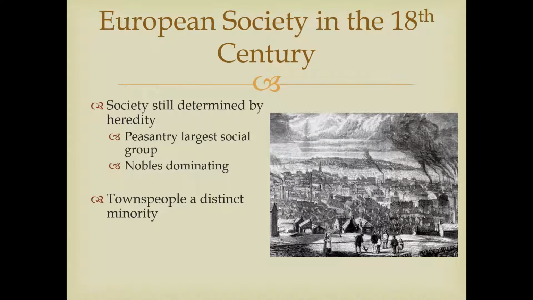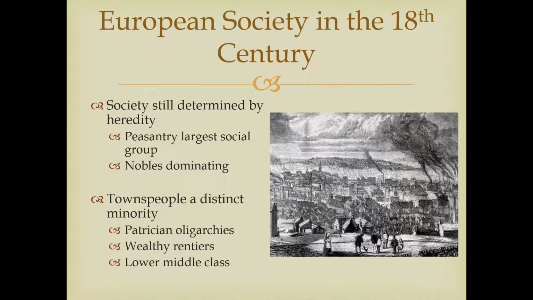But within the town, you start seeing the changes in society much more than you do in the rural lands. So the towns are where European society is really going to change in the 1700s. You're going to see within a town patrician oligarchies that basically control city by city. You're going to see a lot of wealthy rentiers that are going to control the land. You know, they are literally landlords. They own the land, and they control the people that live on that land. You start seeing the beginning of a middle class, but more of a lower middle class.